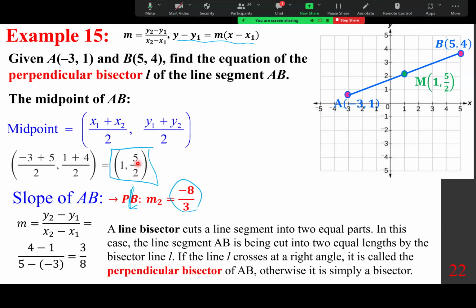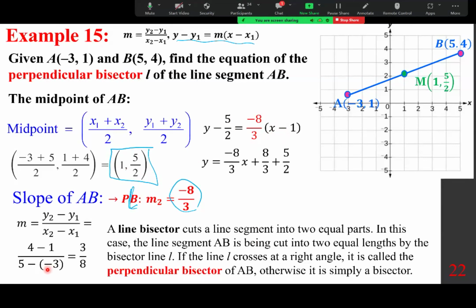So y minus 5 halves equals -8/3 times x minus x sub 1, which is 1. Distribute, you get -8/3 x plus 8/3, and -5 halves moves, becomes +5 halves. Now you want to add these two. The common denominator is 6. So 2 times 8, 16, plus 3 times 5, 15. We have 31 over 6.